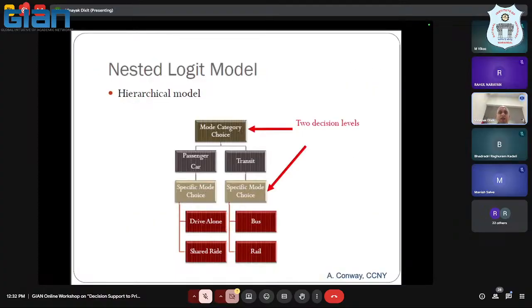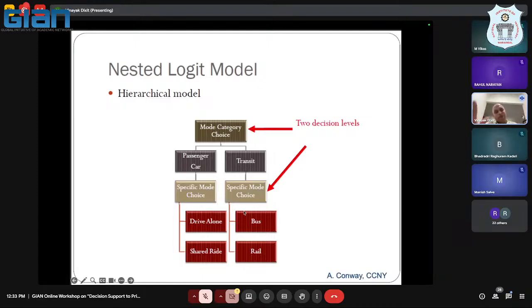So generally the way it works is, again, at any level, the error terms have to be independent and identical. After a passenger car, you can either drive alone or shared ride. So these two are independent and identical. But these two together here are correlated. They are not independent. These two with transit are not independent because these two are correlated in some sense, but are independent under the passenger car. So the passenger car is picking up on the correlation matrix in that.